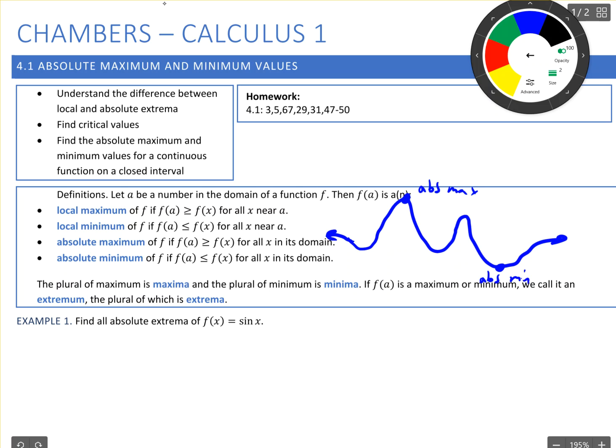Now local maximums and minimums, I'm going to label those in green. That's a local max, that's a local min, that's a local min, that's a local max, that's a local min, and that's basically it. Sometimes they're called relative minimum or relative maximum values.